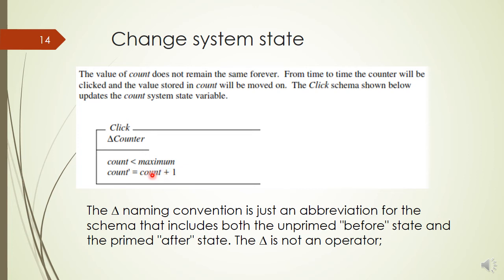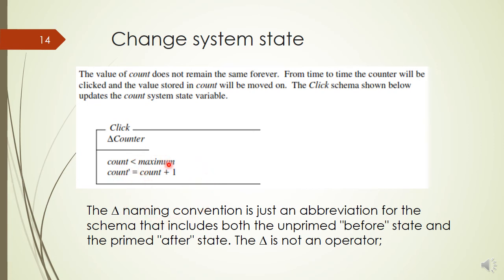So the system state schema basically adds all these state variables as well as invariant predicates, and delta represents the change in the state of a system. So the delta symbol indicates that this is basically an operational schema.